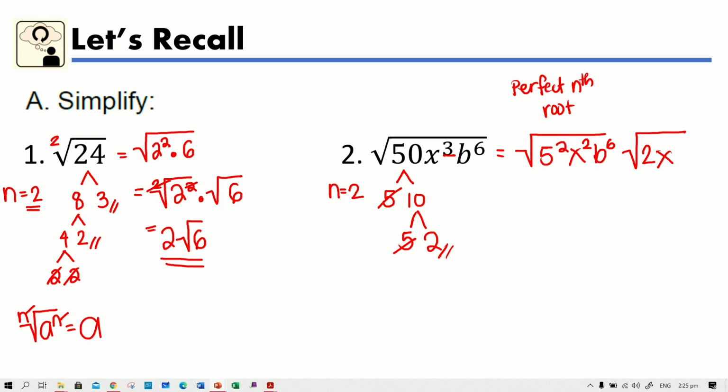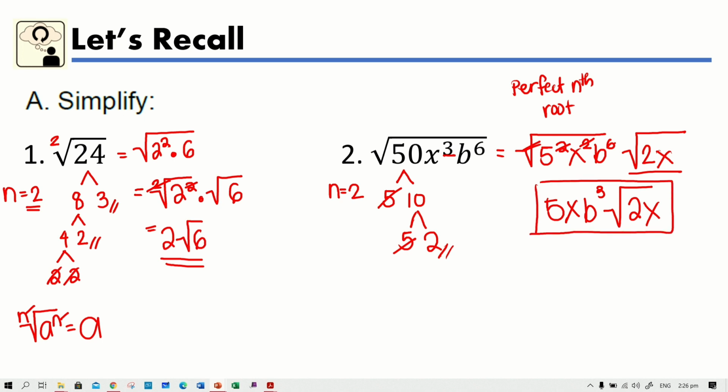So that means we can simplify this part. So we can cancel this out. We know that the index and the power are the same. So the answer is 5. The same goes with this one. So that is 5x. 6 divided by 2 is 3. So that is b cubed. Then we will just copy the other factor. So we have here our answer: 5x b raised to 3 times square root of 2x.